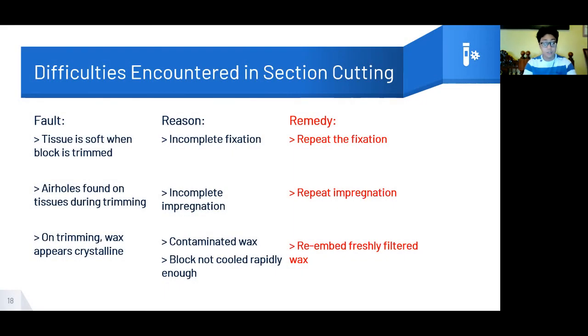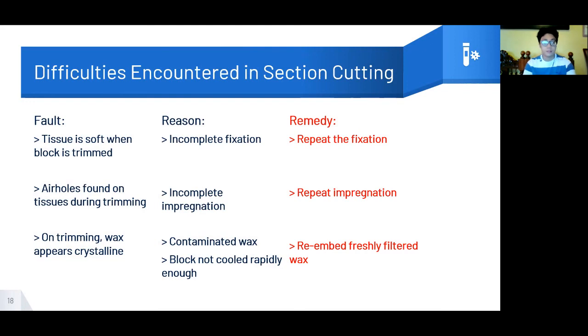Next, tissue is soft when the block is trimmed. Reason: incomplete fixation. Remedy: repeat the fixation. Next, air holes found on tissues during trimming. Reason: incomplete impregnation. Remedy: repeat impregnation.